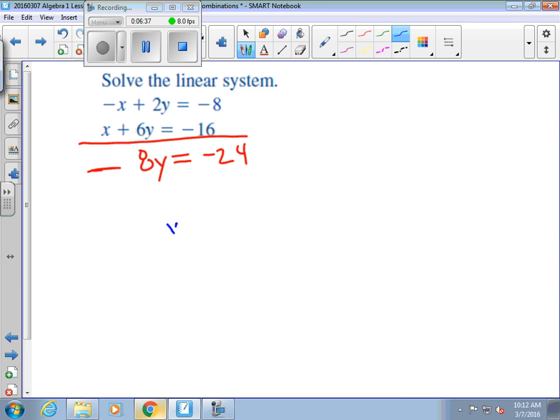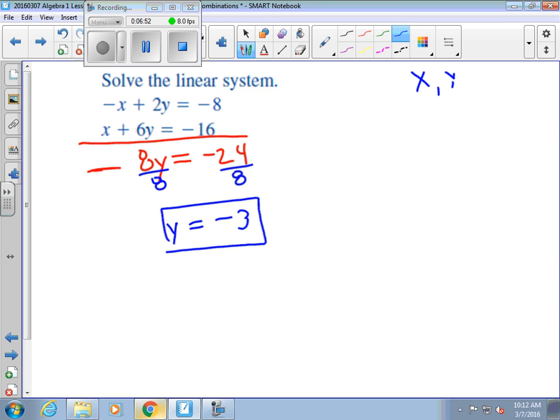That we know we can get y by itself by dividing by 8 on both sides. A negative divided by a positive is going to be a negative now, and 24 divided by 8 is 3. Remember, that is not enough. That is simply the y value in our ordered pair, x comma y. That means in place of y, we have a number, -3.